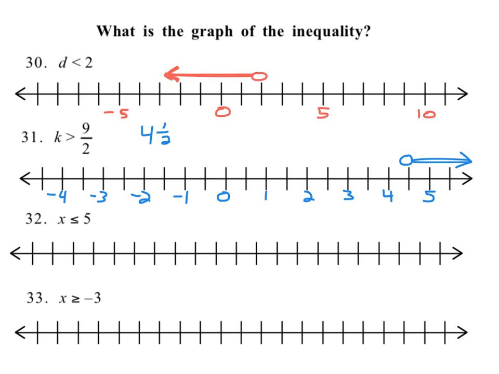Okay. Next one. X is less than or equal to 5. Well, let's label our marks. They say that's 0, that's 1, that's 2, 3, 4, 5, 6, 7, 8, 9, 10. -1, -2, -3, -4, -5. I'm only marking every fifth one. Okay, and where is X? It's got an endpoint at 5. Do we fill it in? Yeah, it says or equals, so we fill it in.